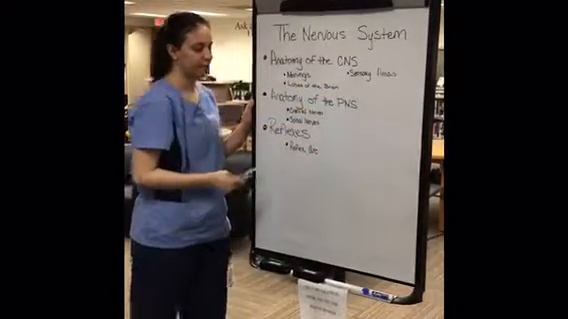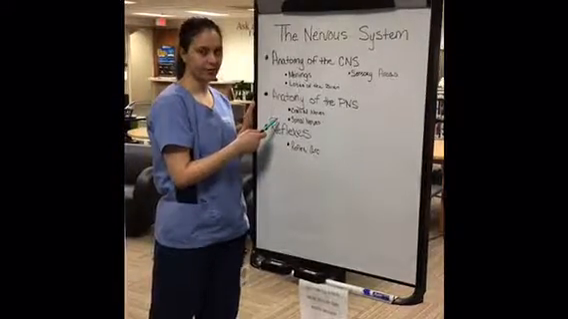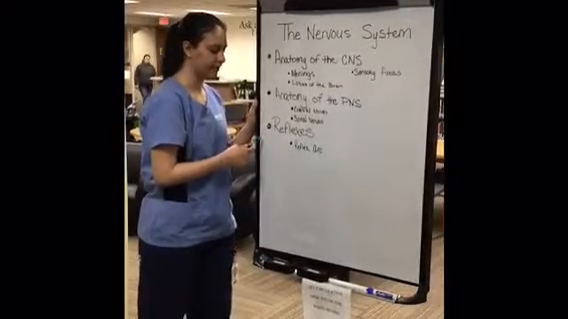After that, we shall go over the anatomy of the PNS, breaking it down into 2 separate parts, the cranial nerves and the spinal nerves. Finally, we'll do the reflexes, breaking it down to the reflex arc.